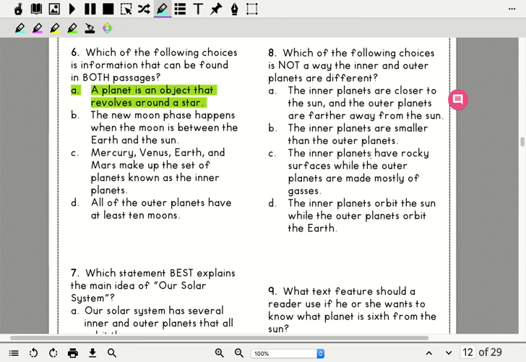Letter C says the inner planets have rocky surfaces, while the outer planets are made mostly of gases. Okay, it does tell us, on that third paragraph, it says the outer planets are often known as the gas giants because they are made up of mostly gases. So this one is true. D says the inner planets orbit the sun while the outer planets orbit the Earth. That is just not true. All of the planets have to orbit the sun in order to be a planet.